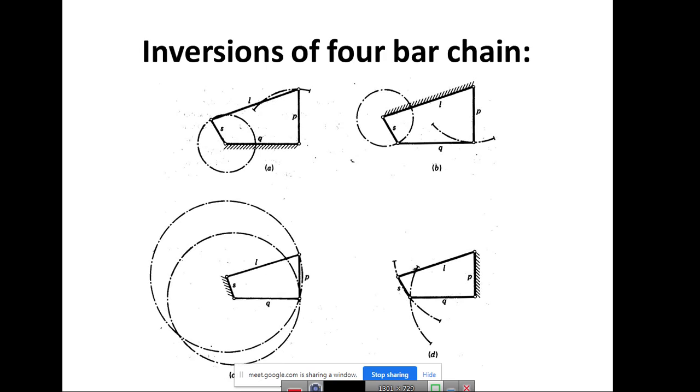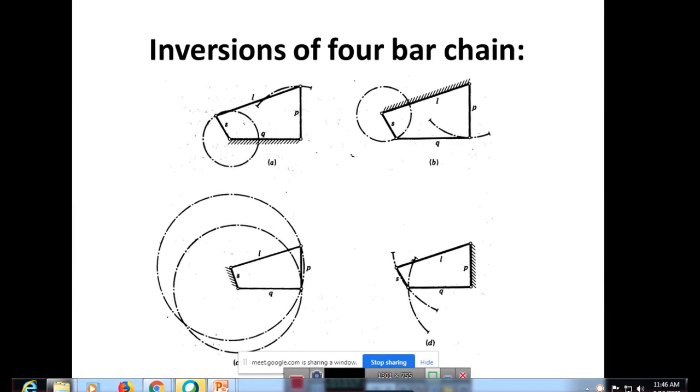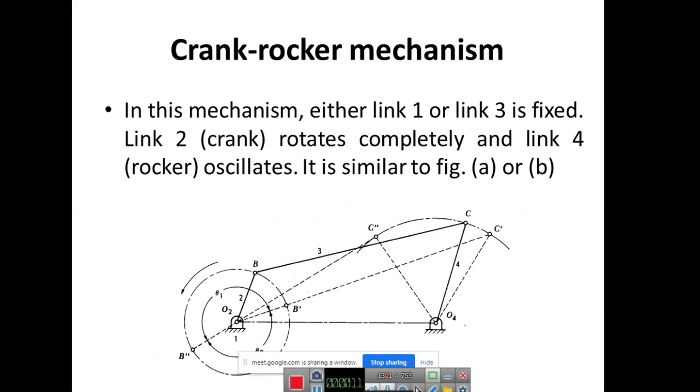So this morning we discussed the inversions of the four-bar mechanism. One we saw was the crank rocker mechanism. You can see the crank and rocker. The crank moves in complete rotation, whereas the rocker just has an oscillation from C dash to C double dash.